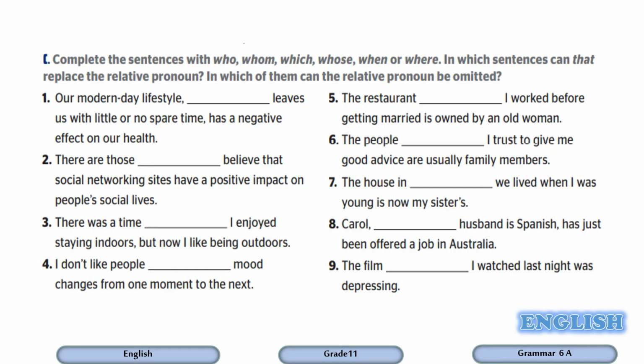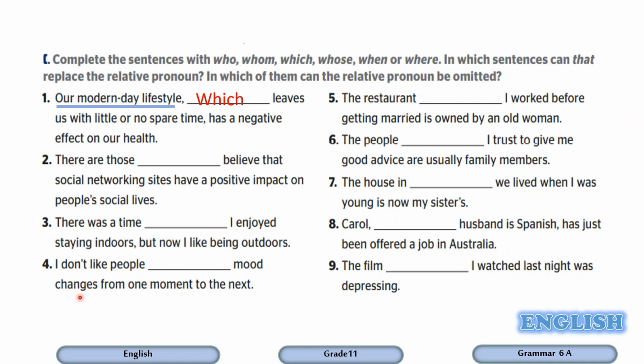Alright, now let's consolidate your understanding and complete the sentences with who, whom, which, whose, when, or where. In which sentences can that replace the relative pronoun? Let's start with the first one. Our modern lifestyle, which leaves us with little or no spare time, has a negative effect on our health. Which is used because it refers to lifestyle, the thing or the idea.